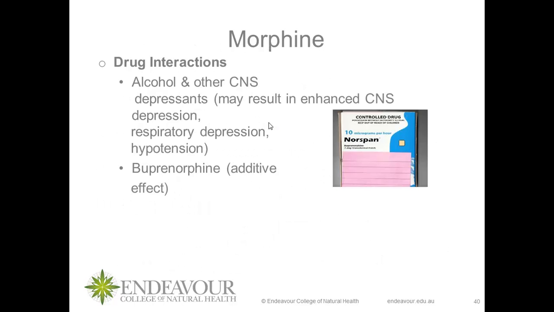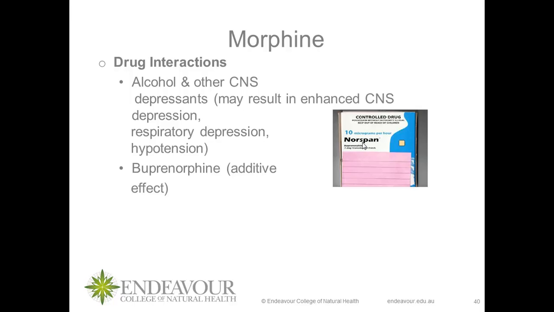We'll have a look at buprenorphine itself as an opioid, but note that when we look at the drugs with which morphine interacts, it interacts with certain opioids such as buprenorphine, producing an additive effect. So shown here is one particular proprietary formulation of buprenorphine, Norspan, where the buprenorphine is being given as a transdermal patch.